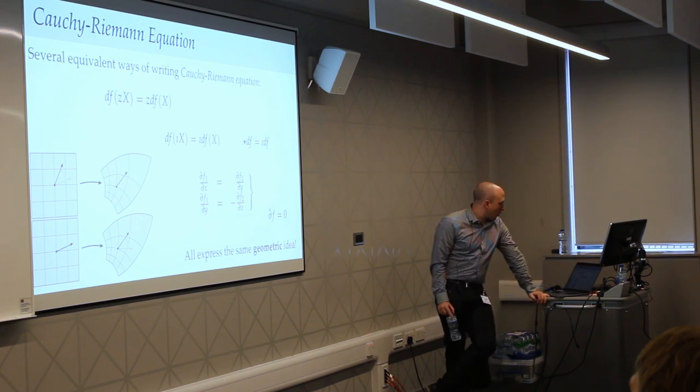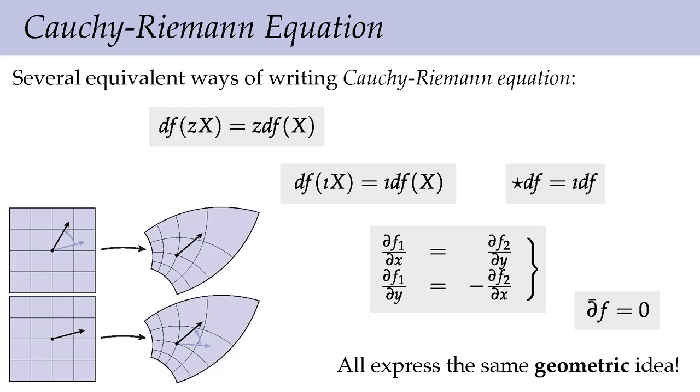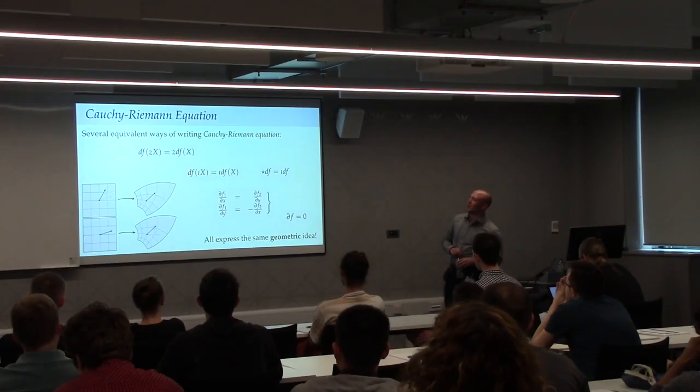Okay, so the equation that we wrote down, I guess I didn't say it, this df of zx equals z df of x, has a name, and that is the Cauchy-Riemann equation. It's the equation that tells you whether the map in the complex plane is holomorphic. Not just conformal, but also holomorphic. Why holomorphic? Because z could be zero, because x could get mapped to something with zero length.